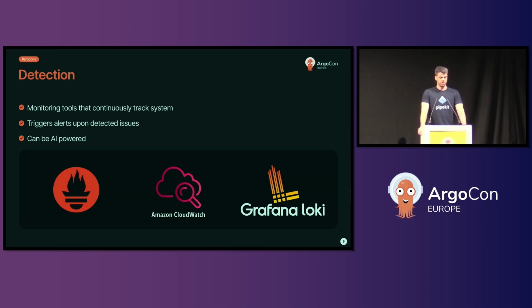Detection is a monitoring tool that continuously tracks your system. Usually, it checks all the logs, metrics, and actions inside your system. And when something is detected, these components will alert. For example, you have Prometheus and Prometheus Alert Manager, and you have a rule that would alert if CPU usage is over 90% for some time. Or you use Grafana Loki and you get notified if something suspicious is in your logs.